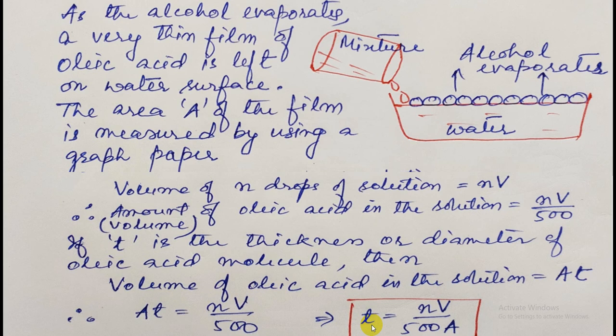We have taken oleic acid because it is quite large in shape, so that's why we have taken oleic acid. So we can measure the diameter or the thickness indirectly, as we have explained here.